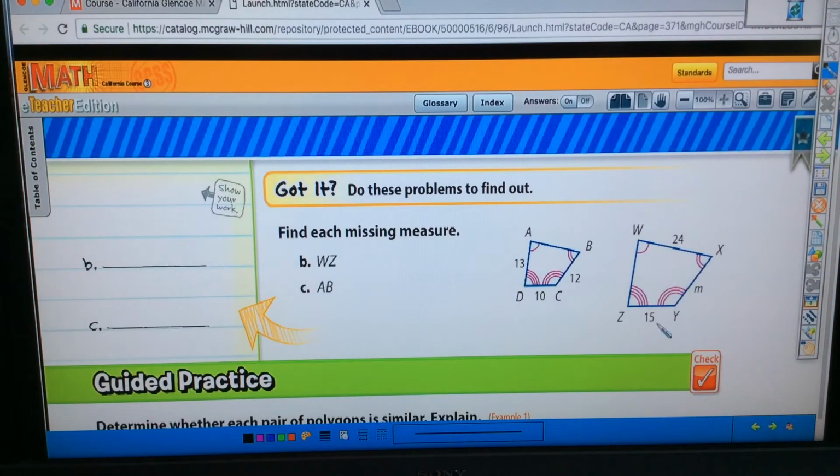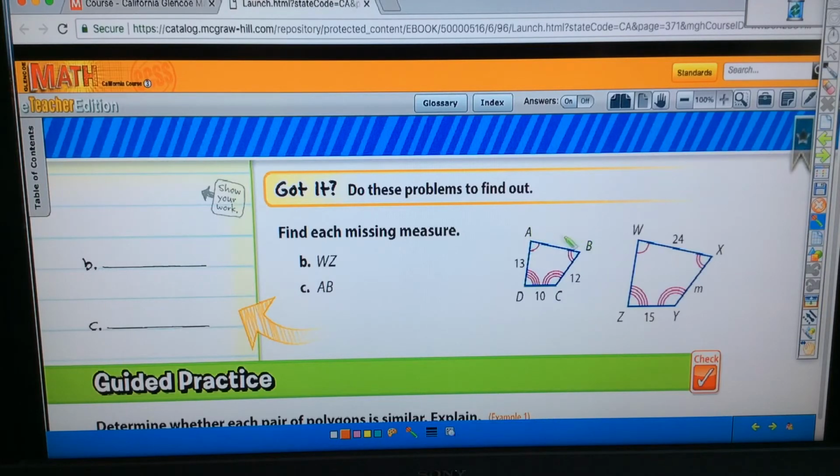Let's see here. Take a look at example B and C. This is a slightly different problem. So there are two polygons. They have all of the angles, the arc marks listed in all the angles, and they have some of the side lengths. So let's see here. I'm going to do some color coding.